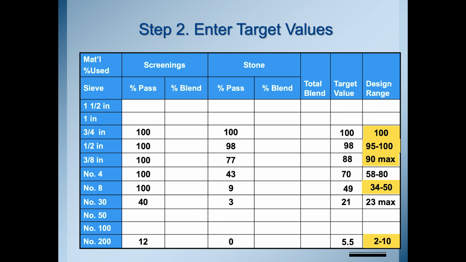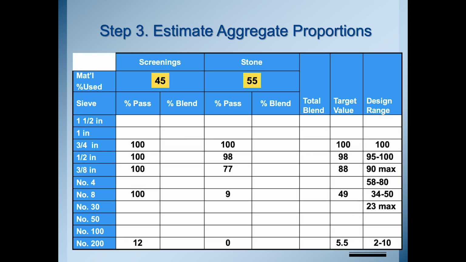The primary purpose here is just to be sure that you double check your target values against your design range. In this case, when you're doing your cold feed, your mix design or your job mix has already been set, so your target values are a set value. You're not trying to adjust anything, and you just insert those and you compare them against your design ranges to be sure that they meet those design ranges. Your next step is very similar to what we've done before.